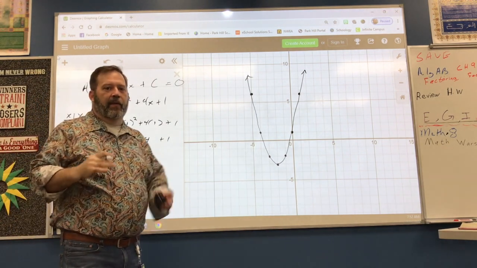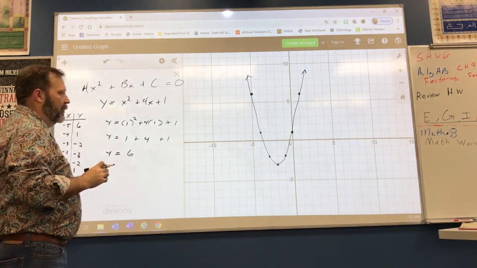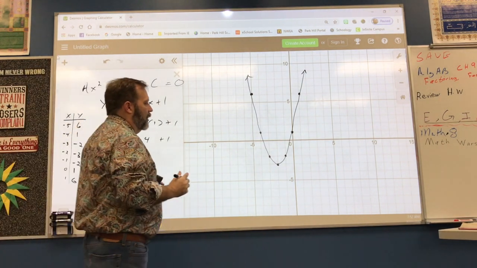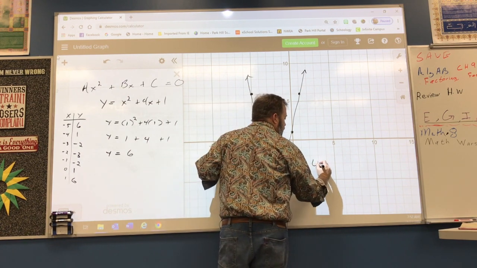Piece of cake. That's called graphing. That's all you've got to do. You just plug and play. You pick your numbers and you put them in. This particular point right here is what we call the vertex.